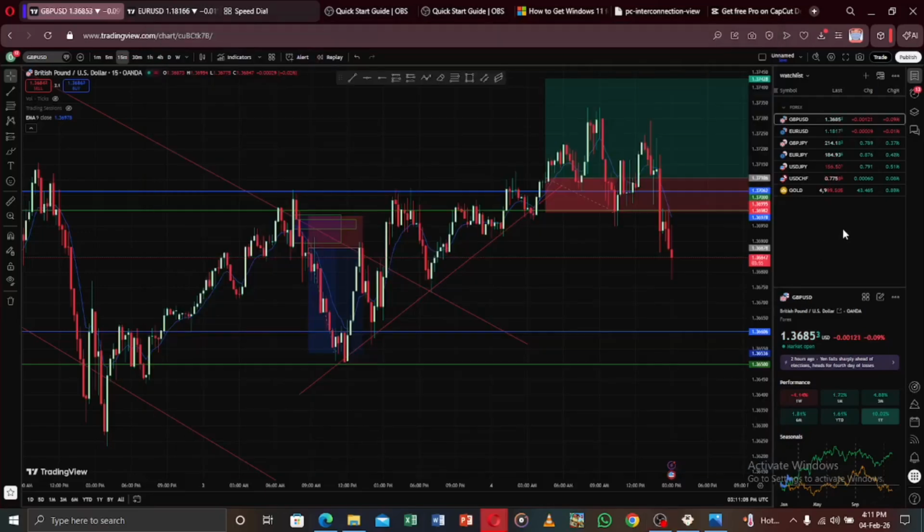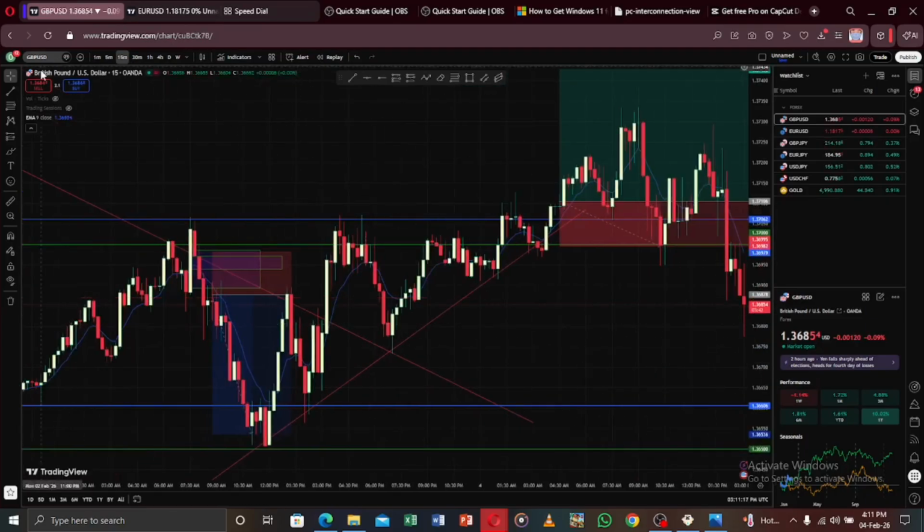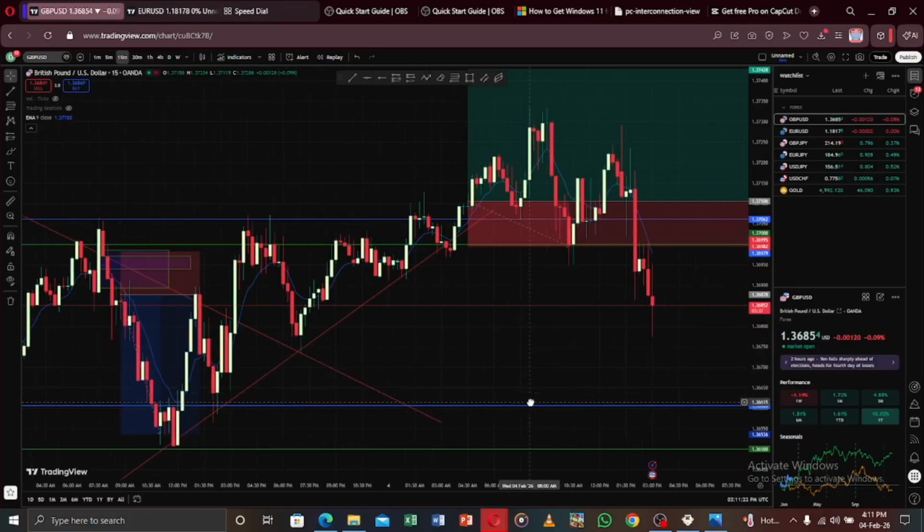Hi, so this is day two of forex trading. This right here on GBP USD was a trade I took yesterday. This one over here, I didn't actually take on the account. I was just testing something. I'll explain it later. But for now, let's go to the pair which I traded today.